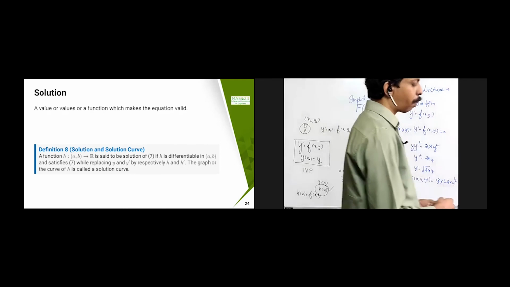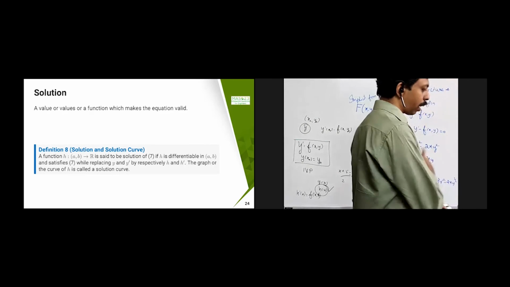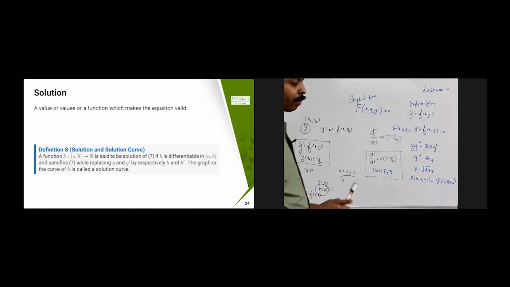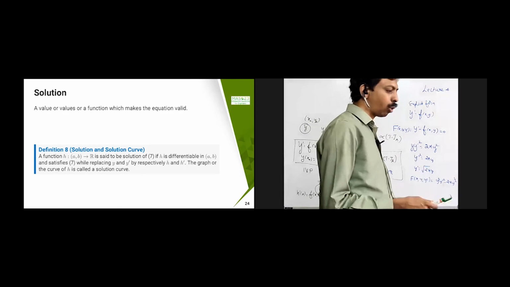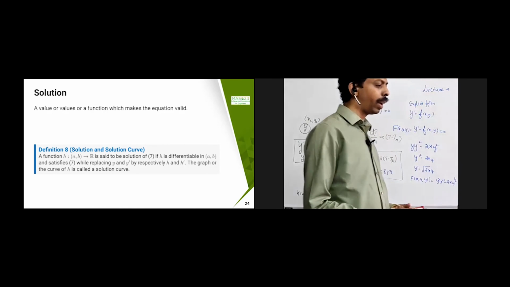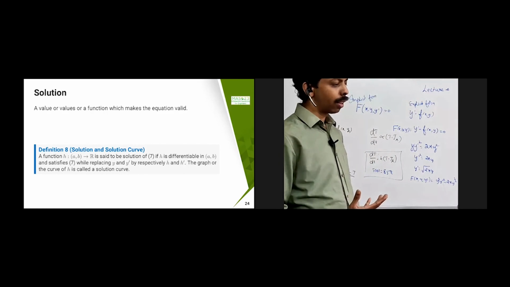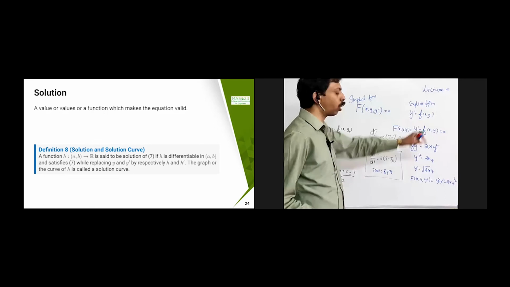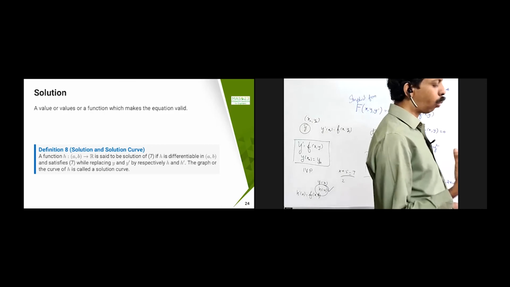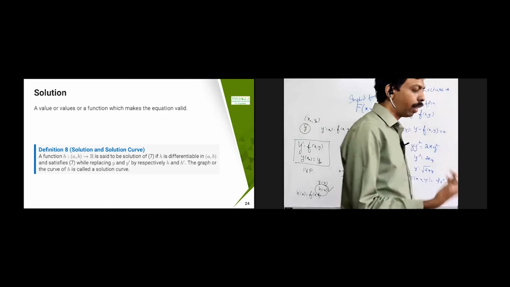So in the case of an ordinary differential equation, a first order ODE, what we are going to say is that h is a mapping from (a, b) to R. h is said to be a solution of equation 7 if h is differentiable in (a, b) and satisfies the equation. For example, here y' = f(x, y); replacing y and y' by h and h', that should satisfy.